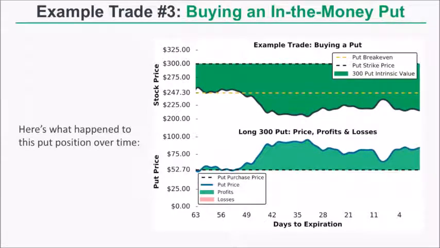Now as we can see, the stock price actually decreased from around $250 to around $200, in which case the 300 put rose in value from around $52 to nearly $100. So this put actually doubled in value because the stock price fell more than $50 from the entry price. So at expiration, this stock price was below the break-even price of $247.30, and overall the position was profitable.